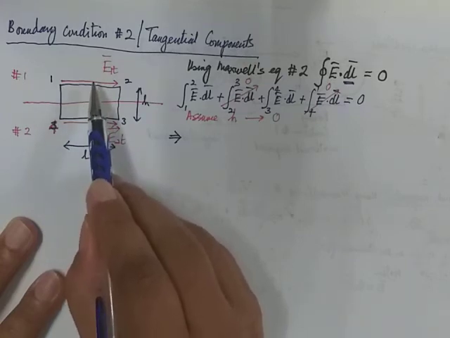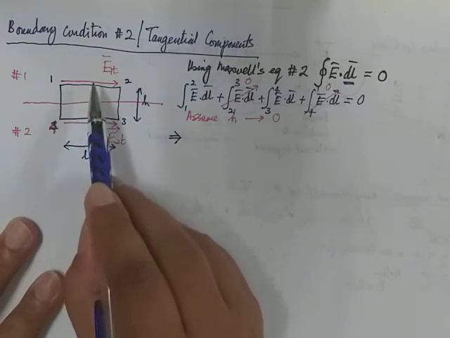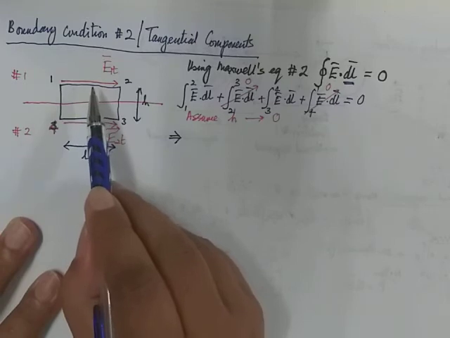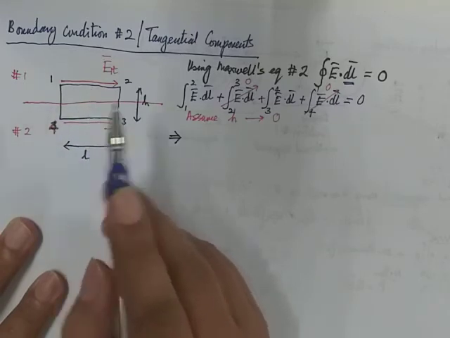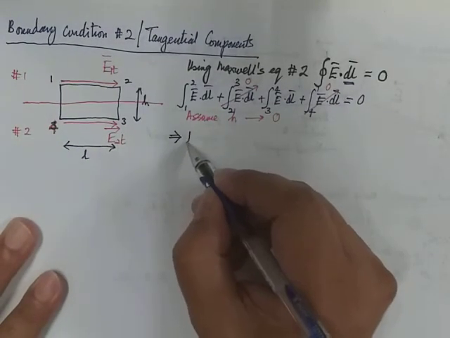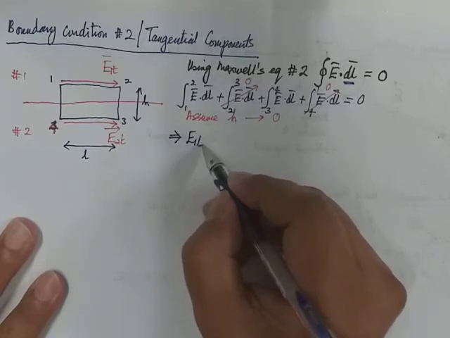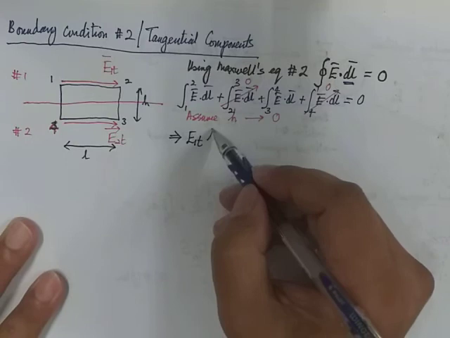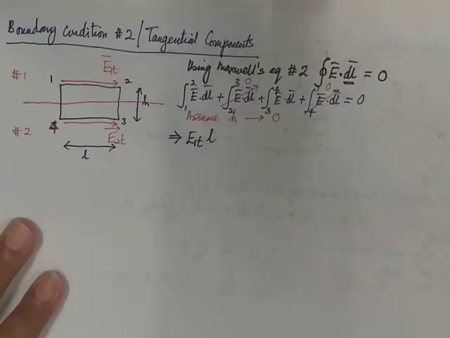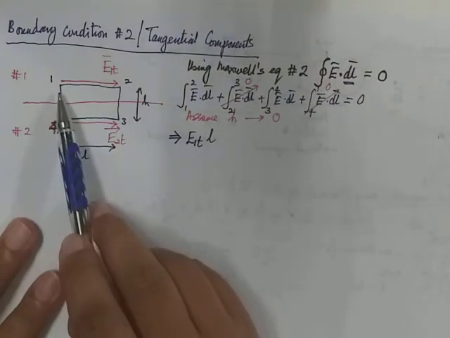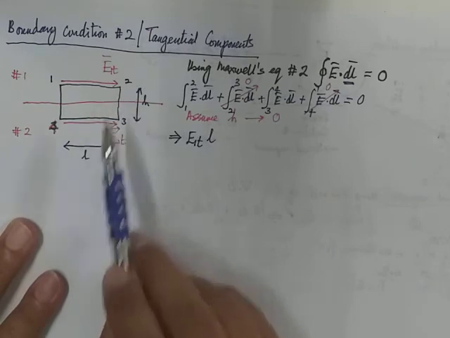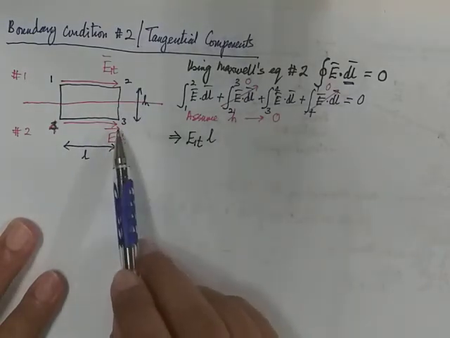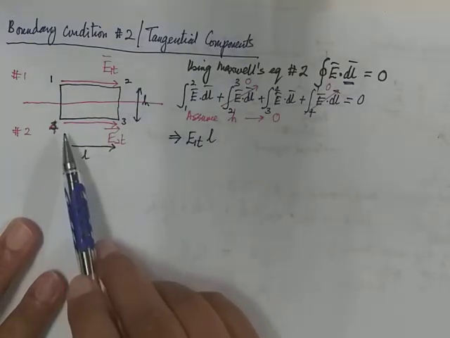So when they have the same direction, is the dot product going to be positive or negative? Positive. So I'm going to have E1T. What should be the product of the integration? Good, L. That should be the solution of integrating from point 1 to point 2. Okay, and then we're going to focus on 3 to 4 now.